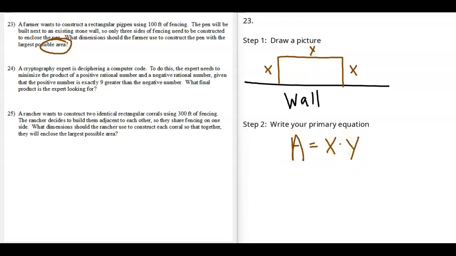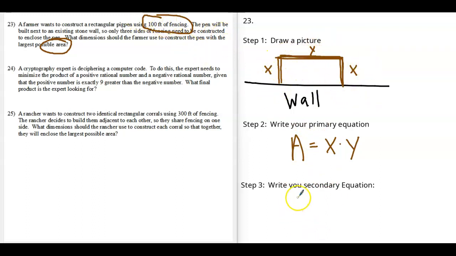Okay? So the next thing we want to do is find our secondary equation. And that's usually going to be the one that's limiting your possibilities. The fact that I only have 100 feet of fencing is my limitation, and that is this stuff here, which is like the perimeter, if you will. And so X plus Y should all add up to 100 feet of fencing.